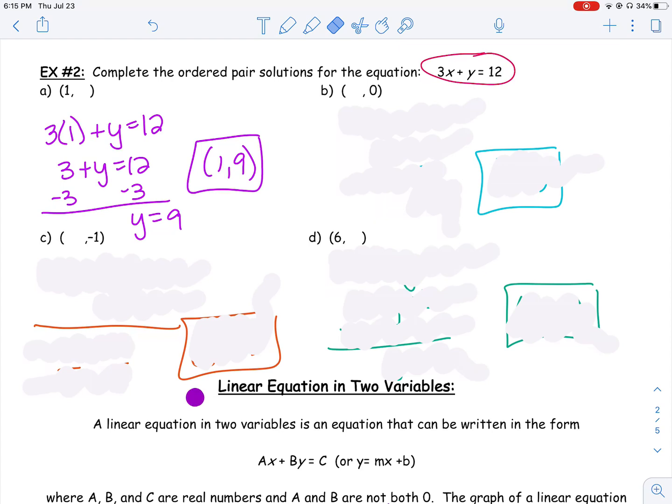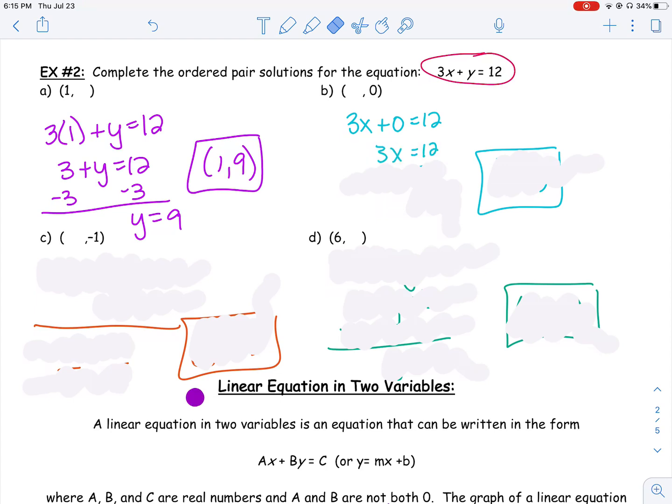But what if I'm missing the x-coordinate? If you look at B, it says blank, 0. In this ordered pair, that means the y value is 0, and we want to figure out what x is this time. Let's use the same process. Let's substitute in 0 for y and figure out what my x-coordinate is when y is 0.